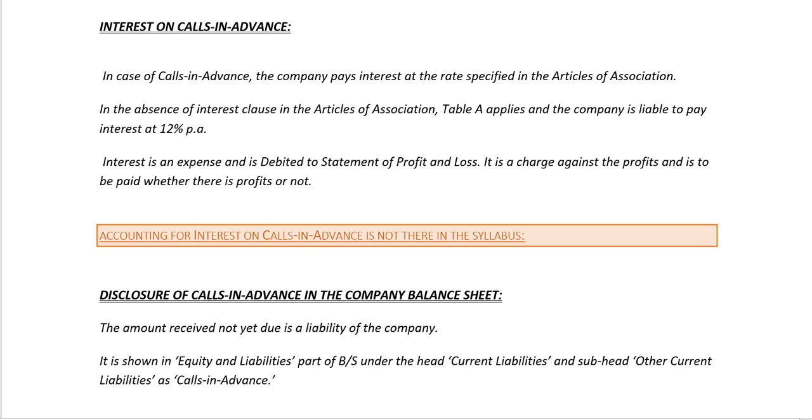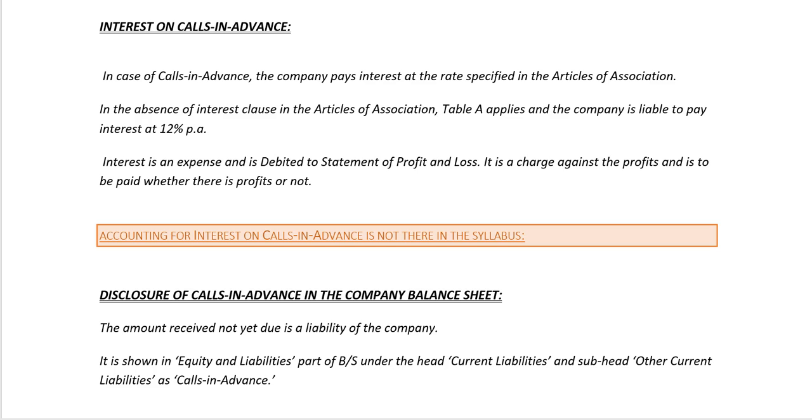Let's go on to interest on calls in advance. Now, in case of calls in advance, the company pays interest at the rate which is specified in the Articles of Association of the company. In the absence of interest clause in the Articles of Association, Table A applies and the company is liable to pay interest at 12% per annum. You may recall that as per Table A, interest on calls in arrears can be charged by the company at 10% per annum. However, interest on calls in advance as per Table A is 12% per annum.